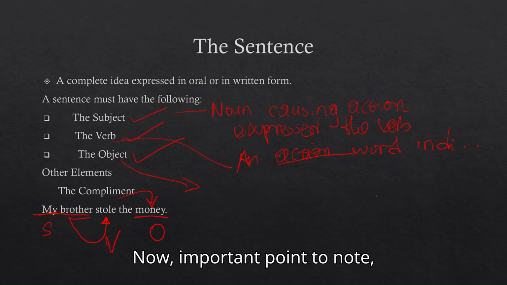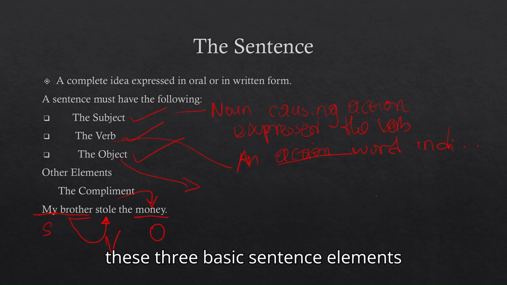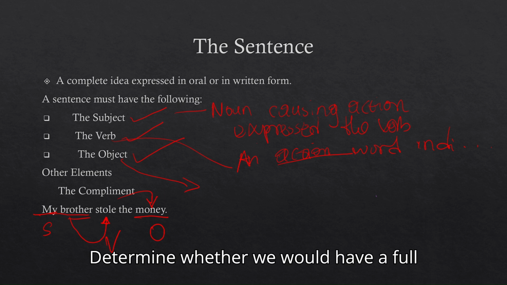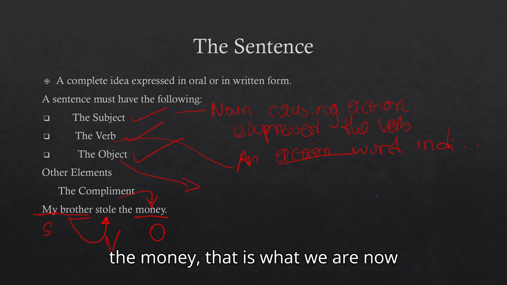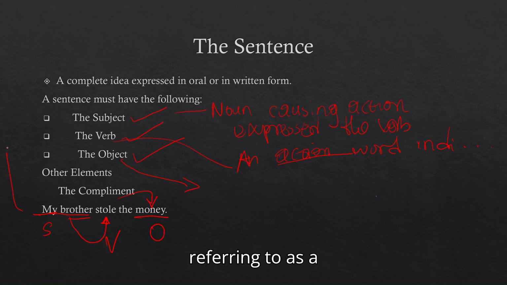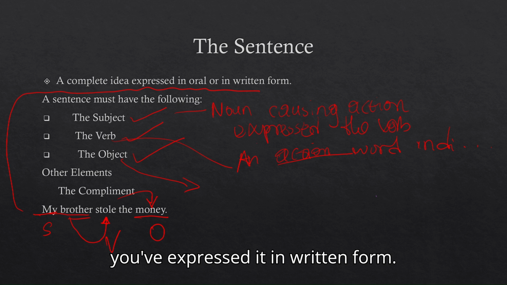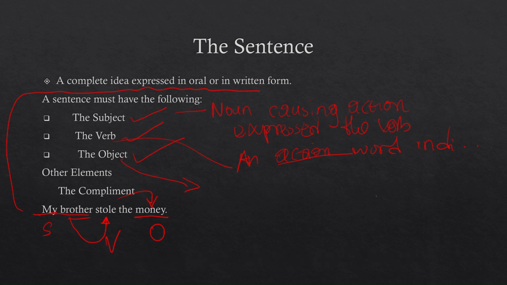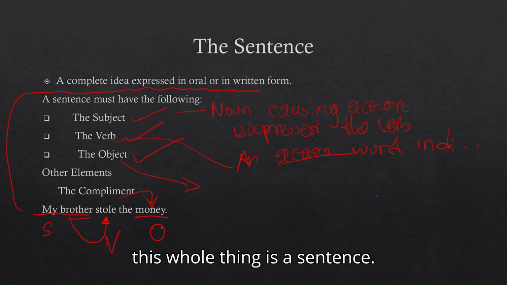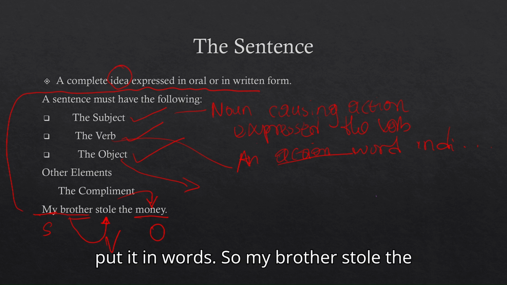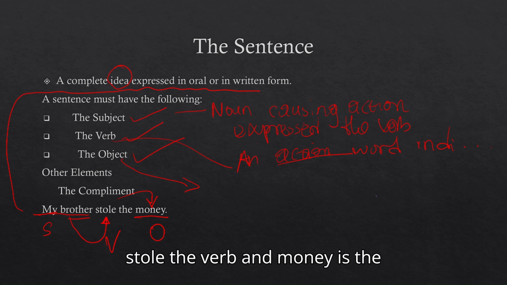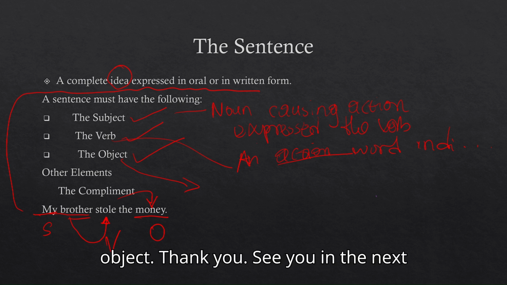Now, important point to note, these three basic sentence elements determine whether we would have a full stop in a sentence or not. For example, once you say, my brother stole the money, that is what we are now referring to as a complete idea. Now you've expressed it in written form, sometimes you express it in oral form. So this whole thing is a sentence. It springs from an idea that you develop in your head, of course, and you put it in words. So my brother stole the money. My brother, the subject, stole the verb, and money is the object.